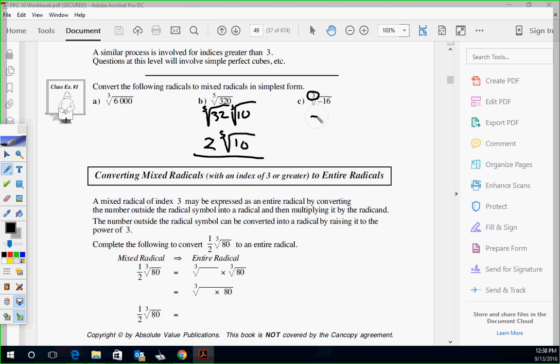8 should be automatic, is what I'm trying to say. I'm stumbling over my words. This is what you should be thinking right away when you see 16: 8 times 2.